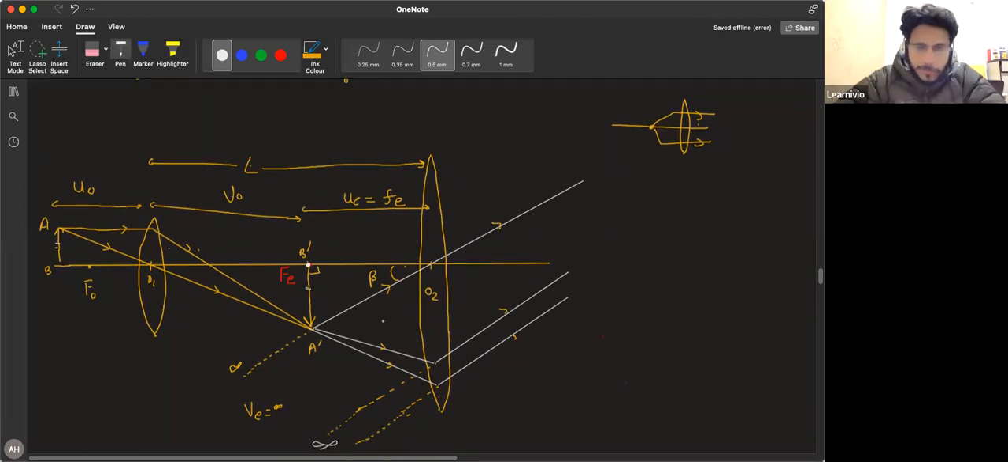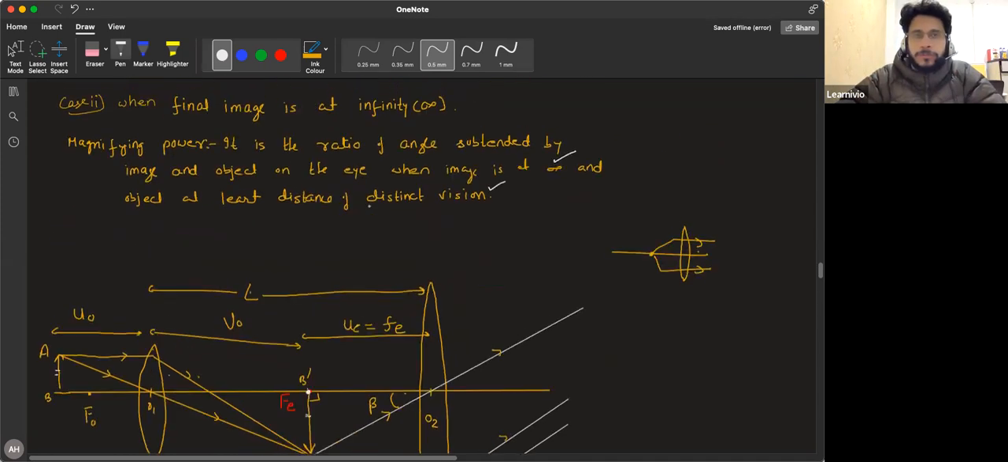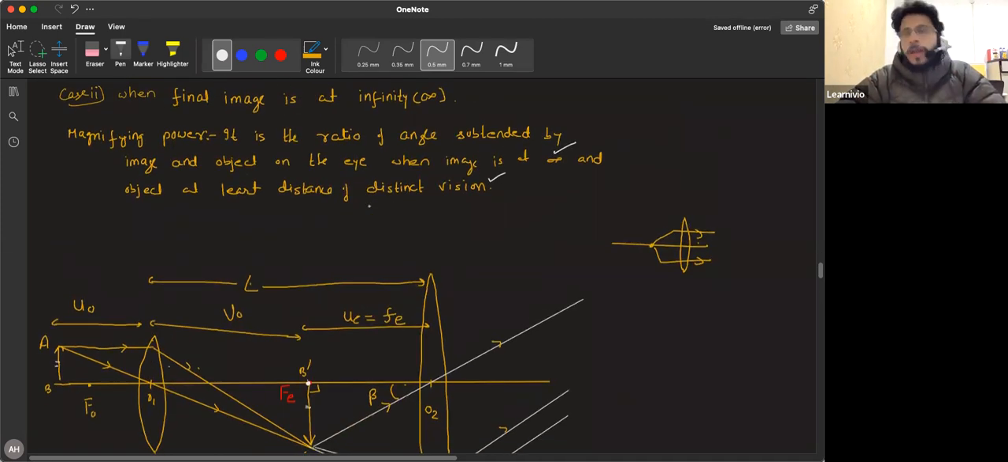And again, the modification in calculation is also the same. Instead of UE, we'll just write FE and everything will remain the same. Just note it down, draw the ray diagram, then we'll start the calculations. Just first write this definition.